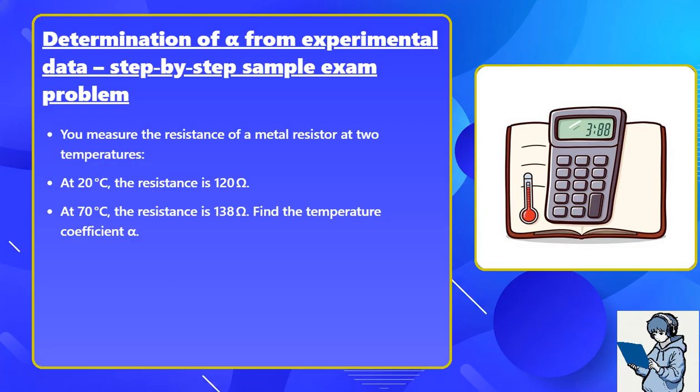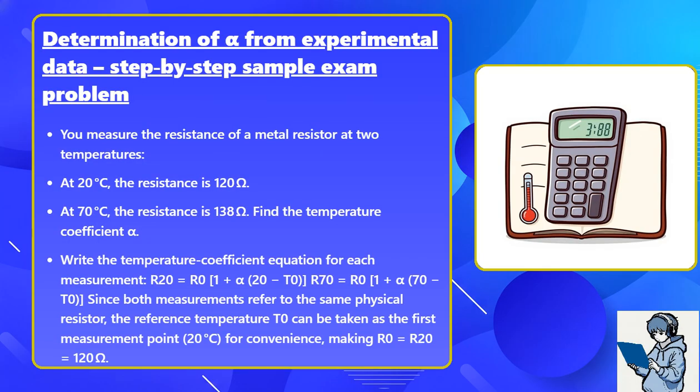At 20 degrees Celsius, the resistance is 120 ohms. At 70 degrees Celsius, the resistance is 138 ohms. Find the temperature coefficient alpha. Write the temperature coefficient equation for each measurement.